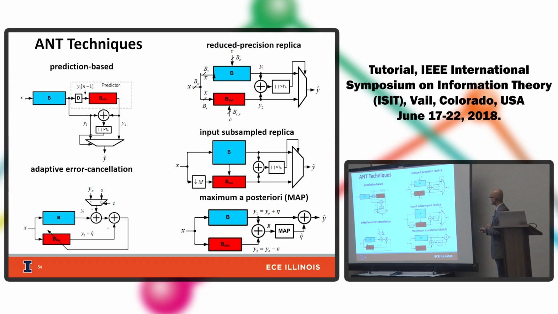Input subsampled replica, you take the input. If the input is highly correlated, images, speech, downsample it, send it into a smaller block, and then do that detection. And then MAP, the classical technique of MAP.